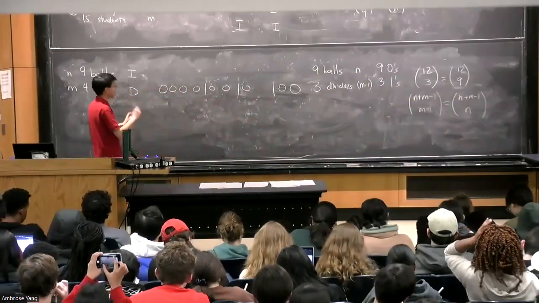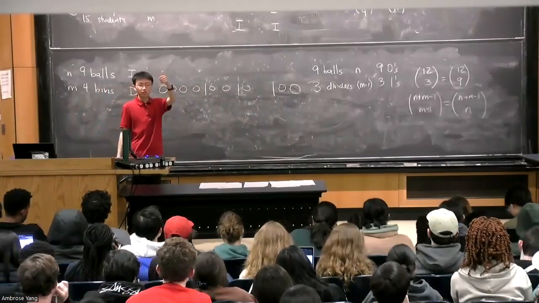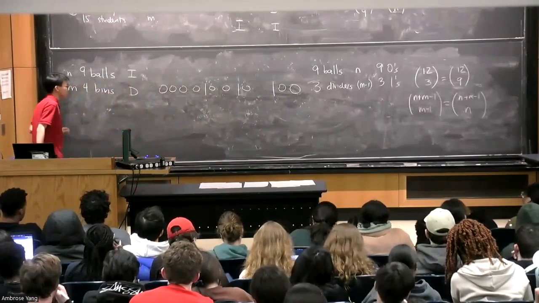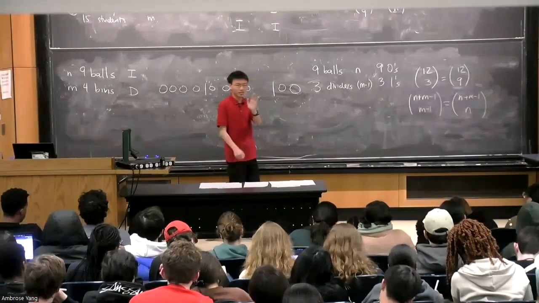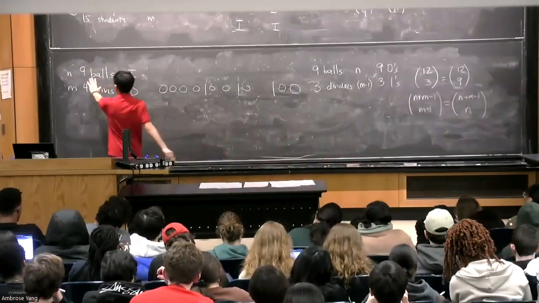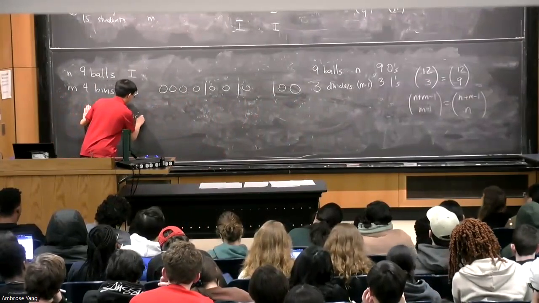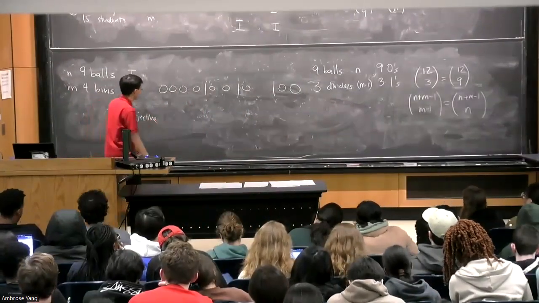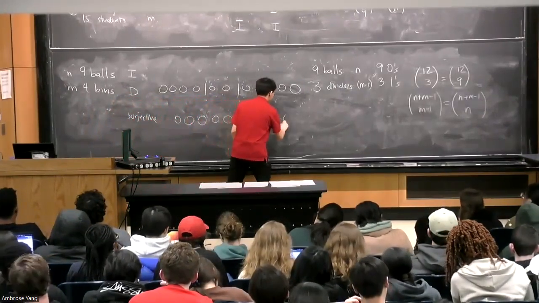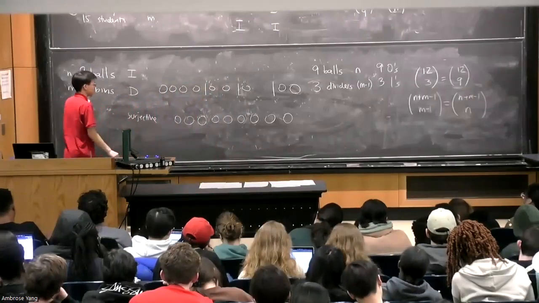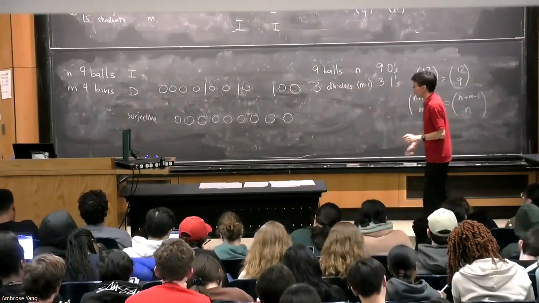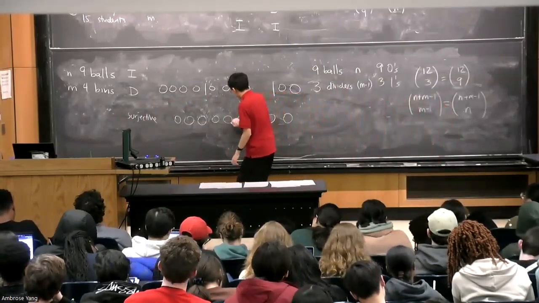In the case of surjective arrangements, are we good? Thumbs up, middle, thumbs down about this? In the case of surjective arrangements, I need every bin to have at least 1 ball. So now let's talk about surjective down here. In this case, I'm going to lay out my 9 balls and my 4 bins, and I'm again going to put those 3 dividers in. Now, where are those 3 dividers going to go? They have to go in between these balls.